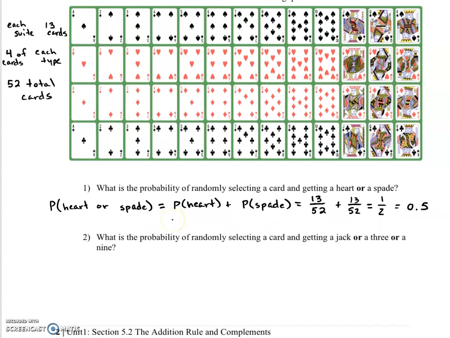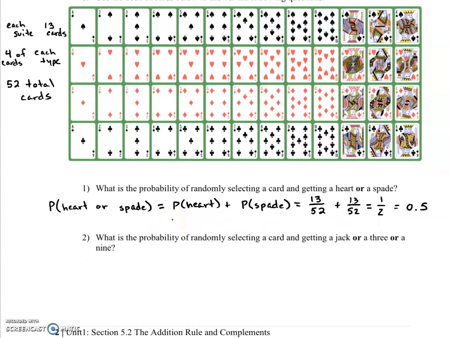Okay, let's do one more example, and that'll be the end for this video, and I'll pick up with the rest of this lecture in the next video. What's the probability of getting a jack or a 3 or a 9? So we can do this with more than just 2 things. So I'm going to say J for jack or 3 or 9. So that's the probability of a jack plus the probability of 3 plus the probability of 9.